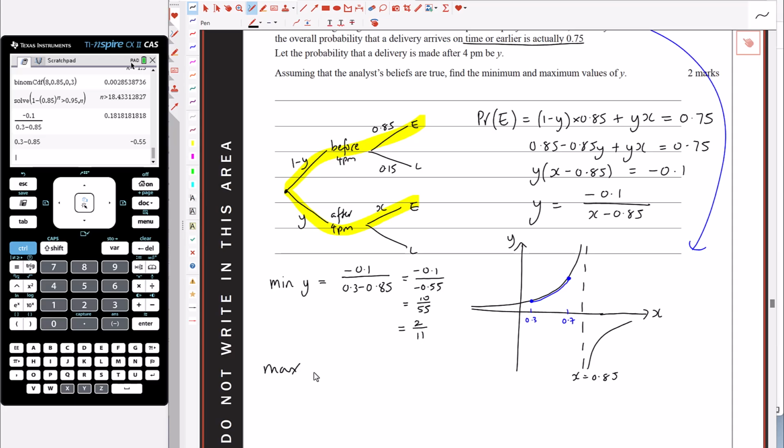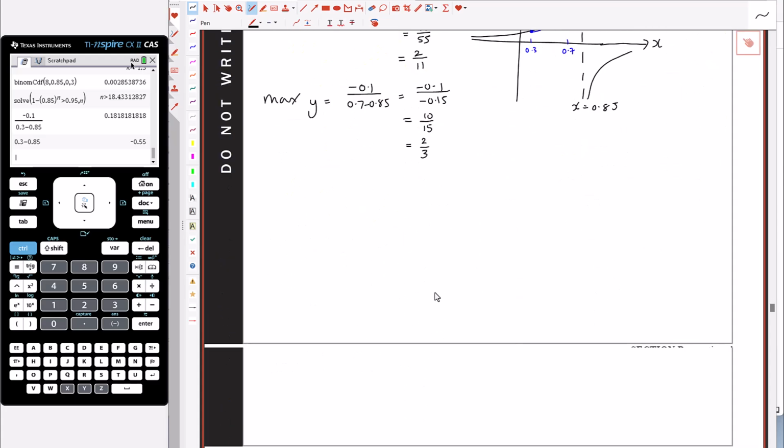And the maximum value of y is going to be when x equals 0.7. So we're going to have minus 0.1 over negative 0.15. So that's going to be 10 on 15. And so the maximum value of y is 2/3.